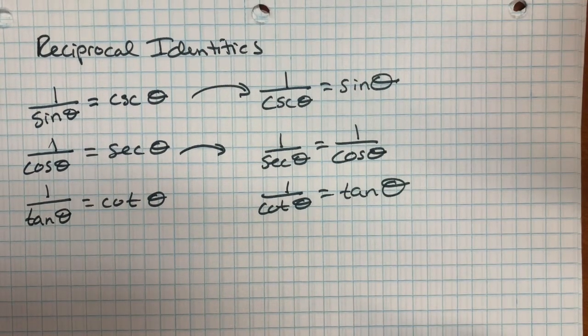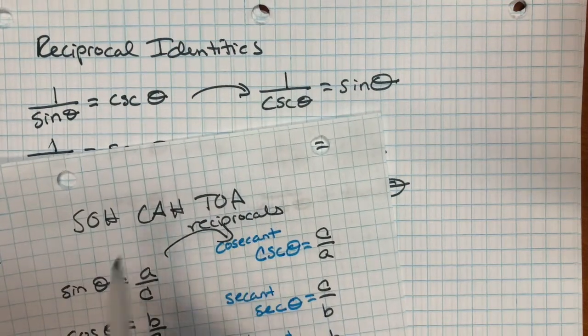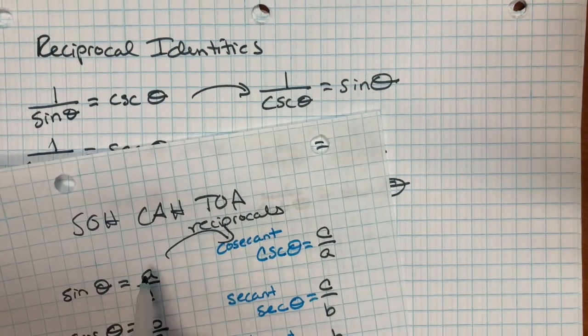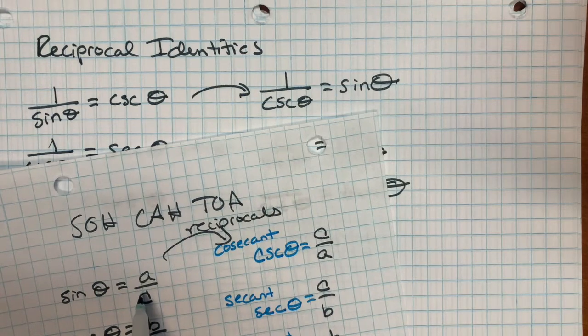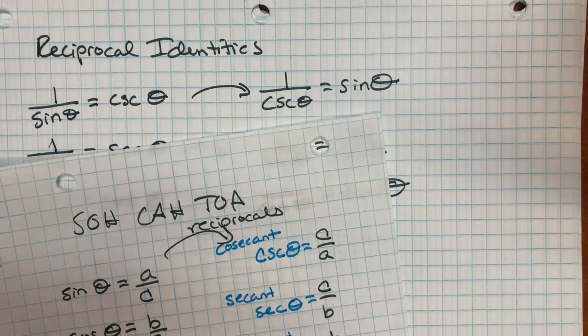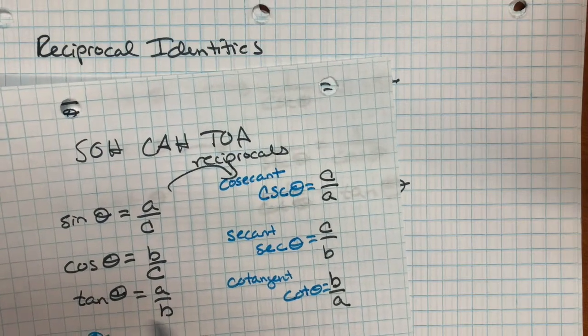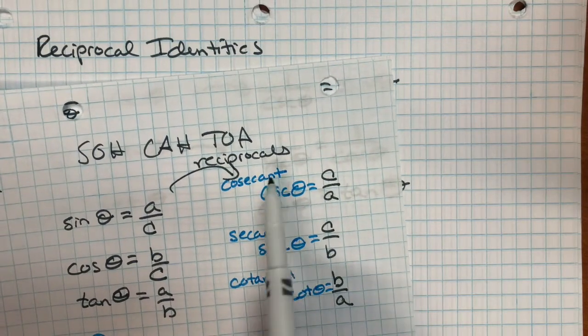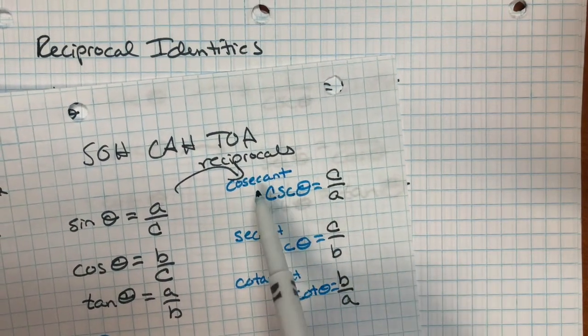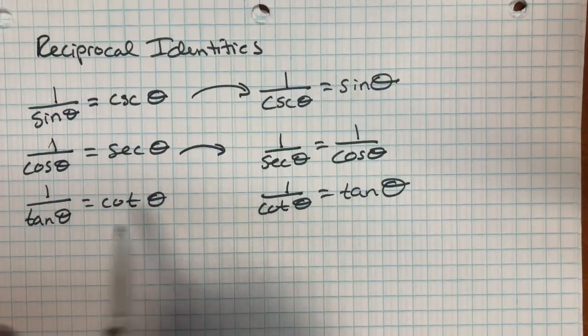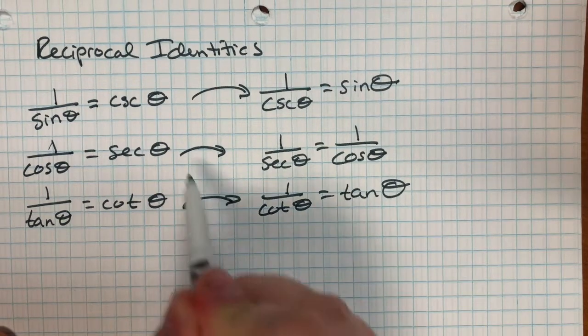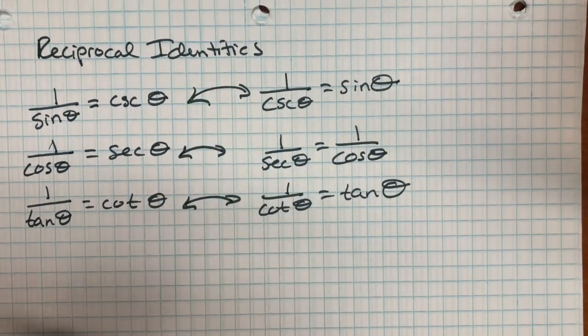So what we need to remember up to this point is we have SOHCAHTOA. Sine is opposite over hypotenuse. Cosine is adjacent over hypotenuse. And tangent is opposite over adjacent. And their reciprocals, cosecant, secant, and cotangent, and they're all connected by these reciprocal identities.